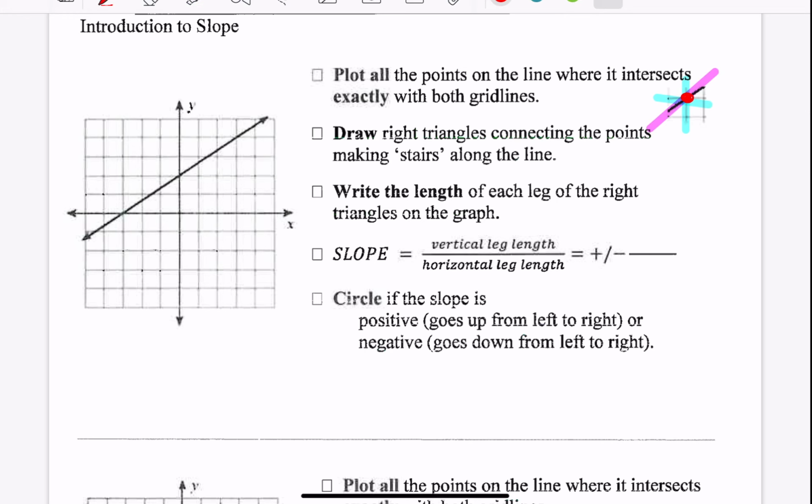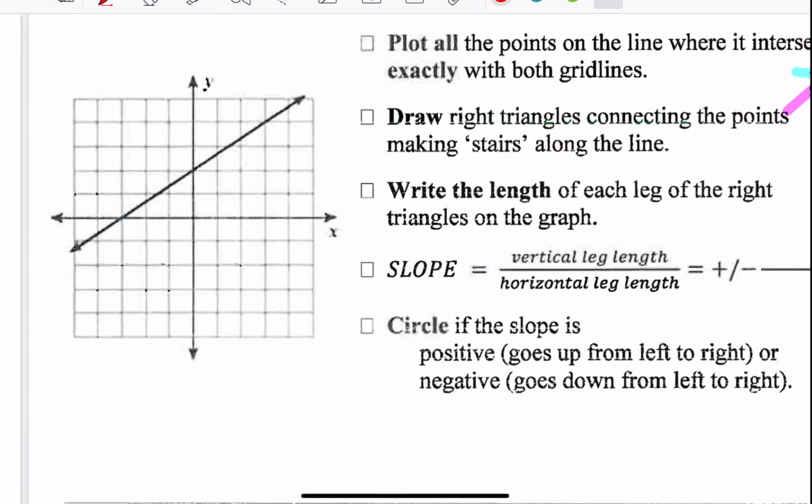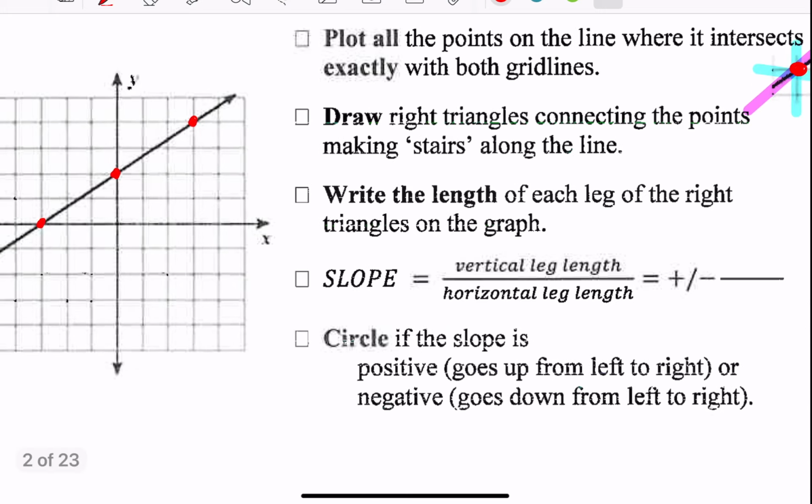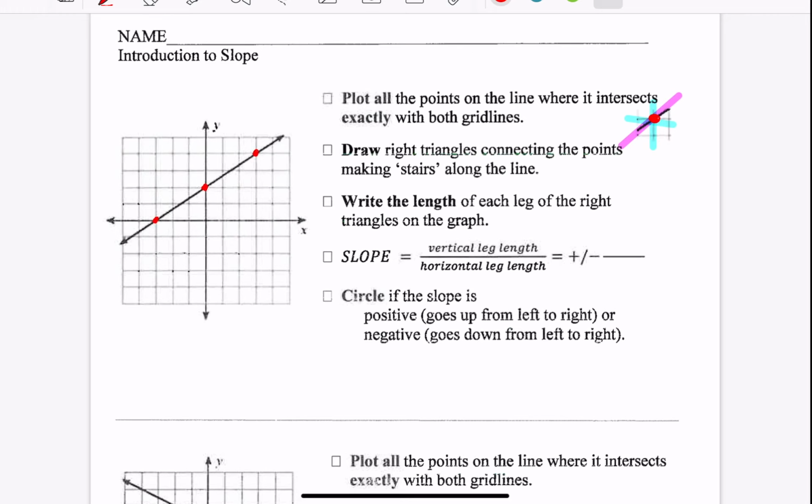So when you look at this first example here, if I look at this line, the first good point that I see where everything meets, grid lines and line, is right here. And as I travel further down the line, here's another good point where everything meets. And here's another good point where everything meets. I know this seems simple, but believe it or not, this does sometimes cause problems. So I want to really go through that. So we plotted all the points where everything meets.